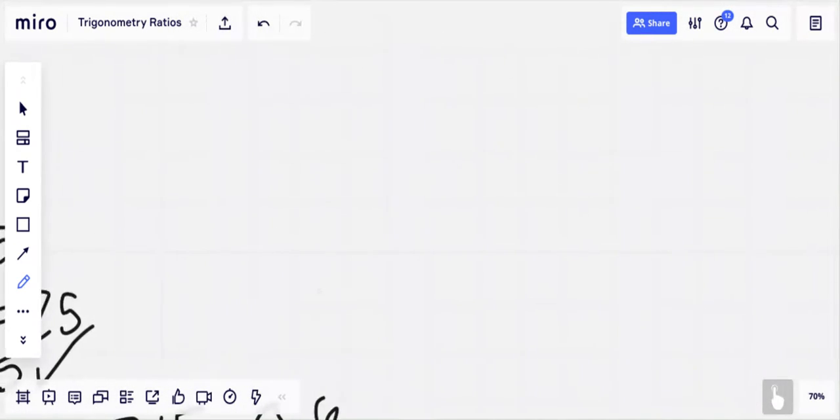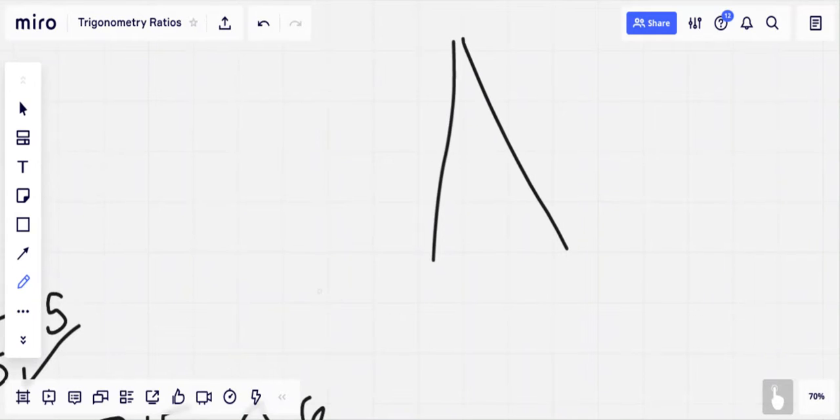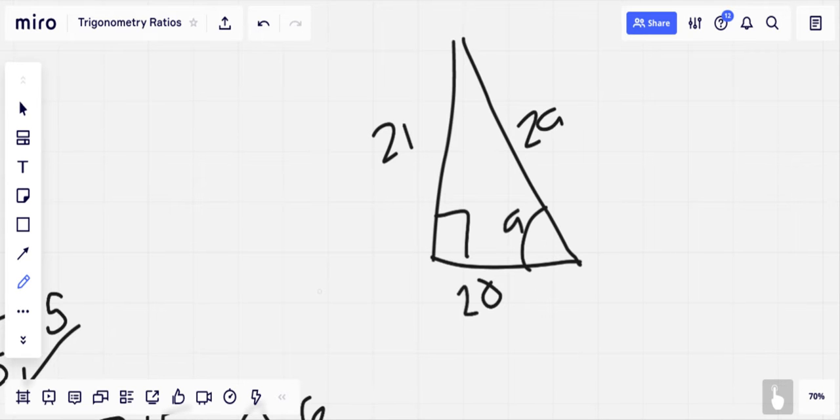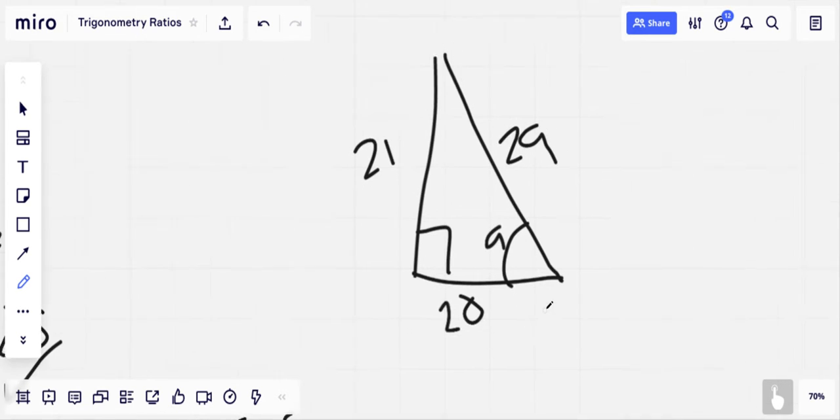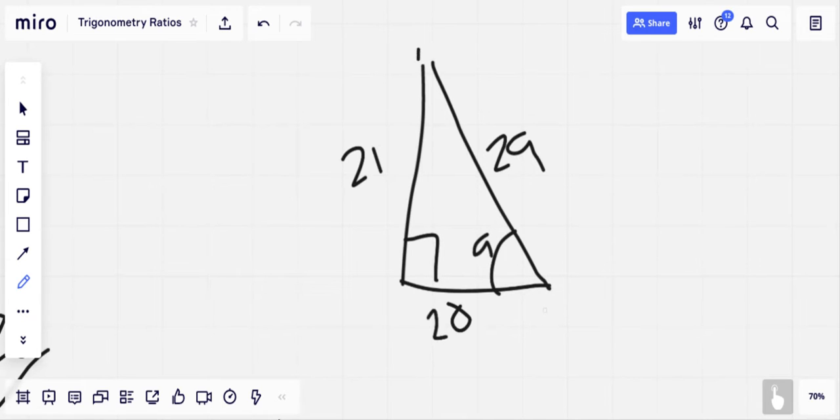Let's try another example. Let me just draw a right angle triangle. Remember to figure out which angle you're identifying the sine, cosine, and tangent from, as that is vital. This time we can have a triangle with sides, let's say, 20, 21, and 29. You can try the Pythagorean theorem on this triangle and see if it's a right triangle. It is, because 20, 21, 29 is a Pythagorean triple.